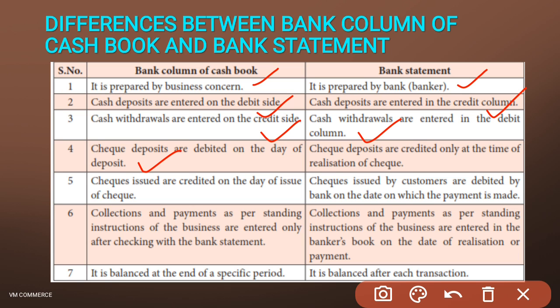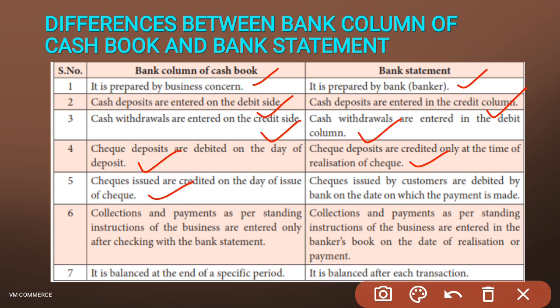Then cheque deposits. Cheques deposited are considered as cheques received by the business, so it is debited on the day of deposit. When the cheque is deposited in the bank, we debit the amount, just as if we had received the money, and enter it in the cash book. But in the passbook, cheque deposits are credited only at the time of realization. When the money actually comes from that cheque, only then does the bank credit the money.